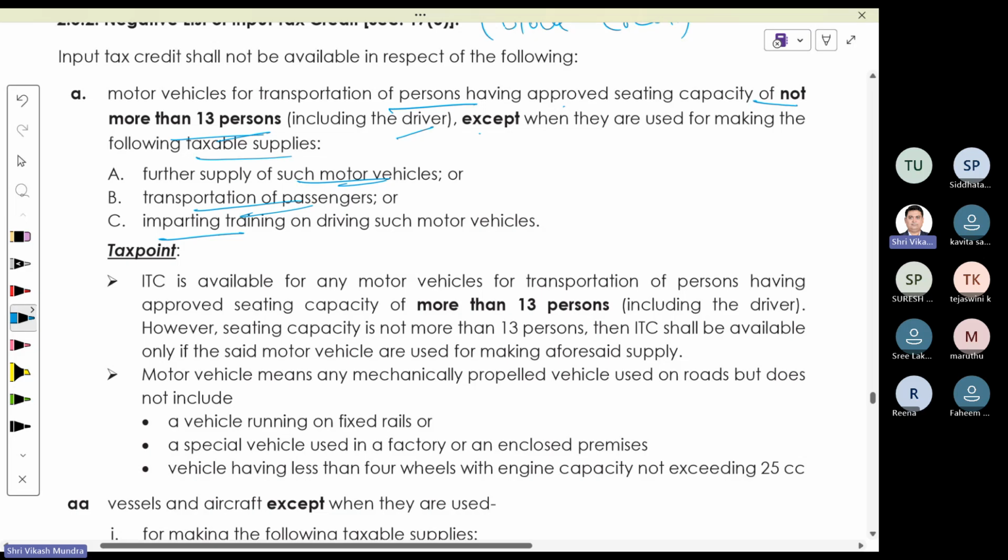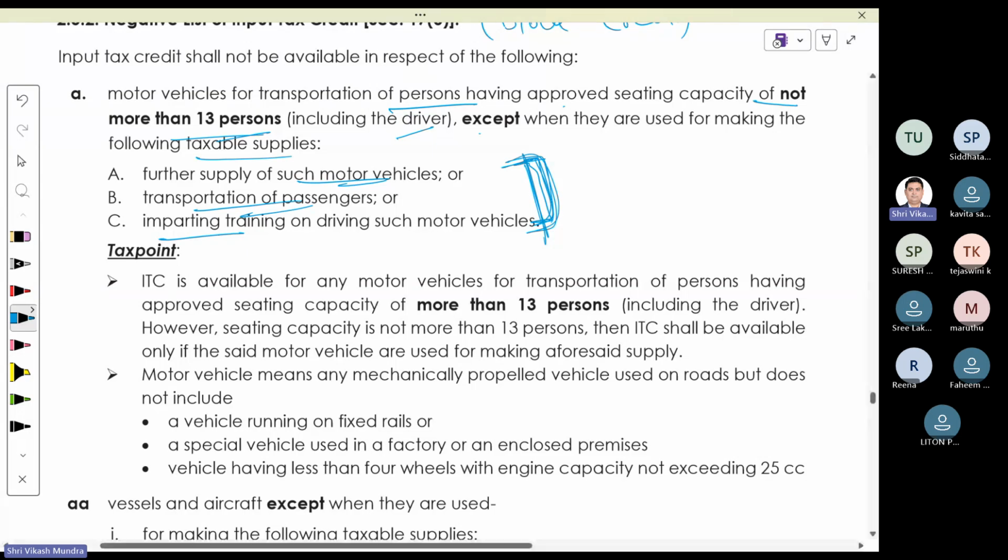If that motor vehicle is purchased by any person who is using it for this purpose, then ITC is available. Otherwise, if you are buying any motor vehicle, ITC is not available to you. That means if a company buys a motor car for its directors, ITC is not available to the company. If a company acquires a Mercedes for its director, ITC is not available on that motor car to the company.